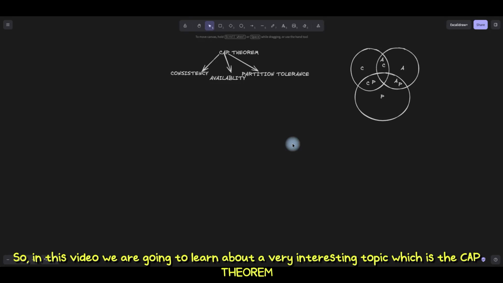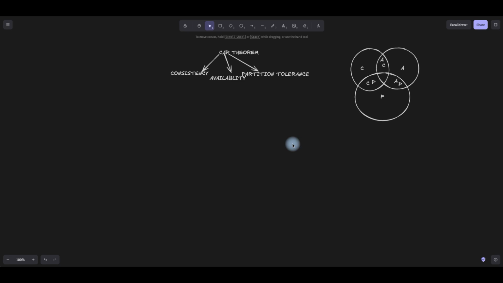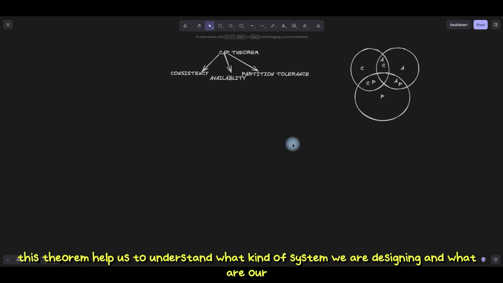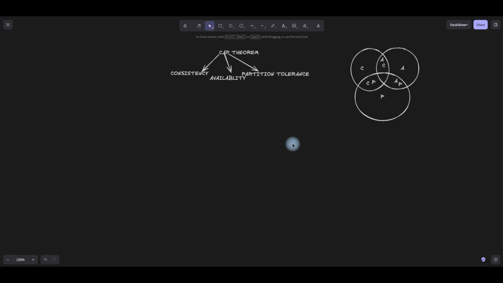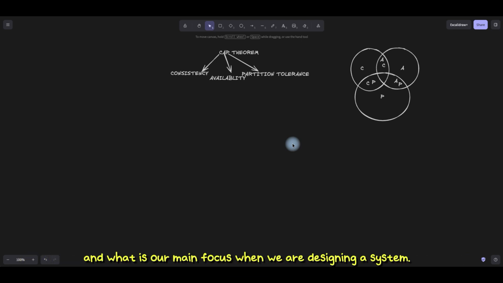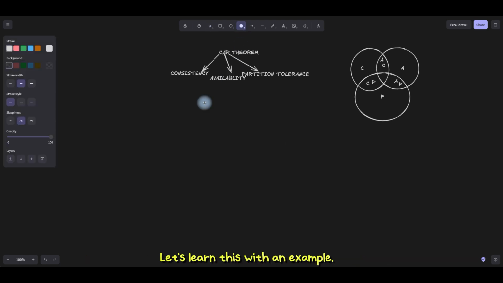Hello everyone. So in this video, we are going to learn about a very interesting topic, which is the CAP theorem. This theorem helps us to understand what kind of system we are designing and what is our main focus when we are designing a distributed system. Let's understand it with an example.